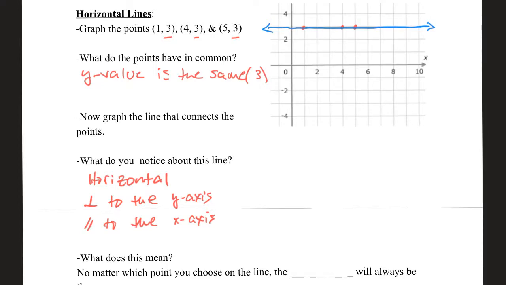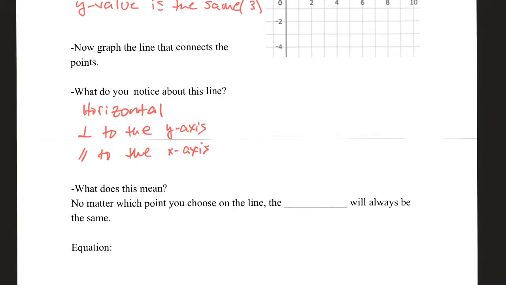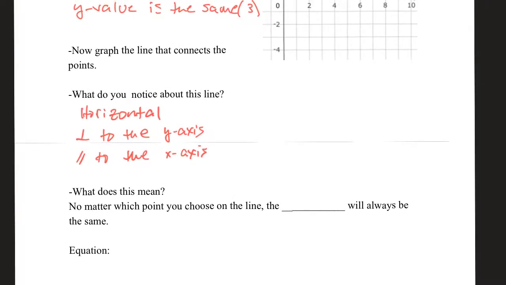So what does this mean? Just like with vertical lines, no matter which point you choose on that horizontal line, this time the y value will always be the same. And therefore, the equation for horizontal lines is in the form y equals whatever number is the same. In our case, it is y equals 3.